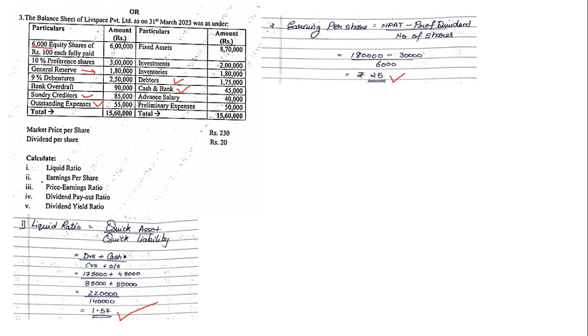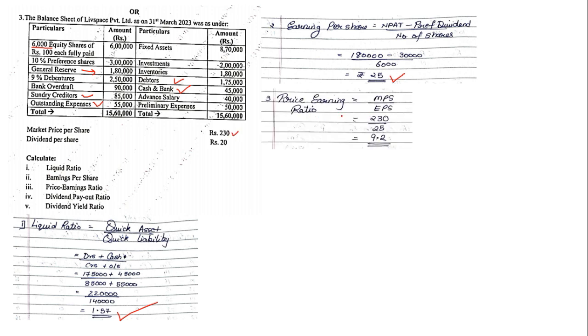Next is price earning ratio. Price earning ratio ka formula is very simple. Market price per share upon earning per share. Market price per share is given as 230. Earning per share we have found as 25. So price earning ratio is MPS upon EPS, 230 upon 25. So which comes to 9.2.